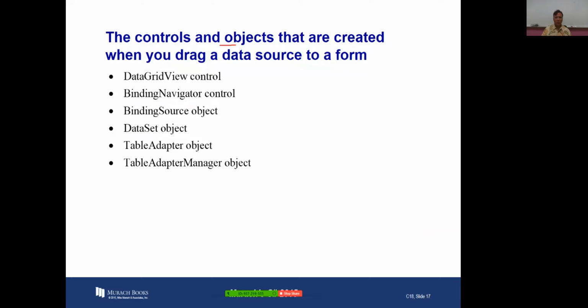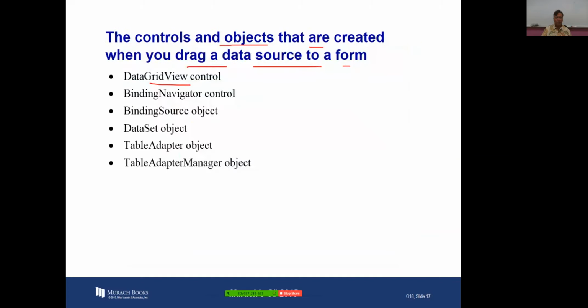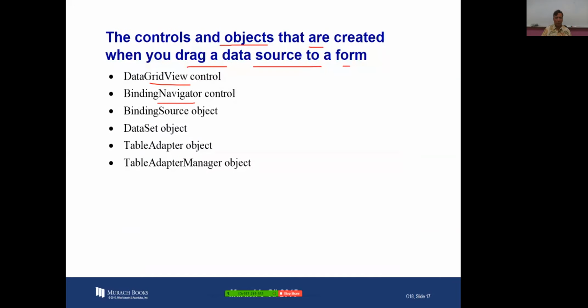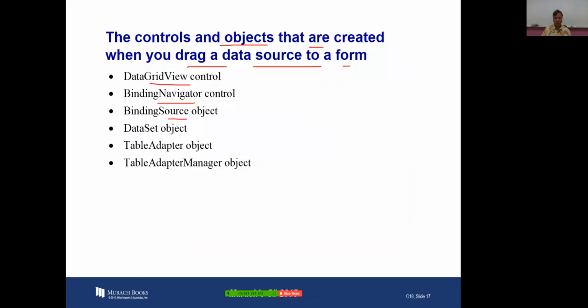The controls and objects that are created when you drag a data source to a form. There is the DataGridView control. That's this whole thing here. And then there's the binding navigator control, that would be something like this. And then there's the binding source object, something that connects this thing to the data source.